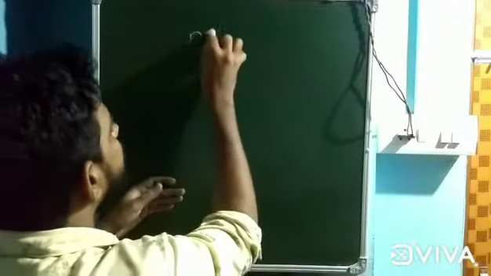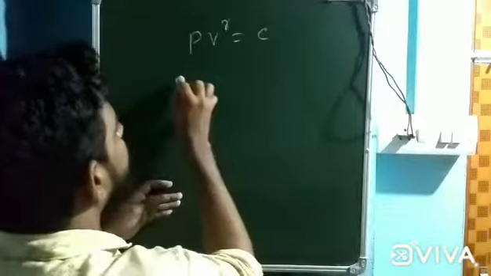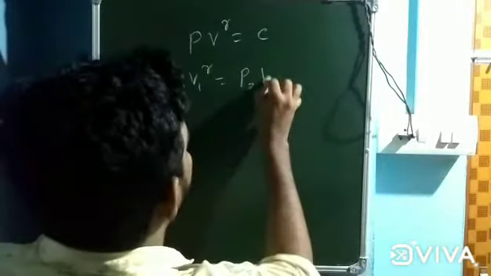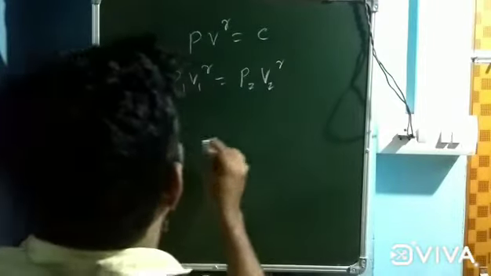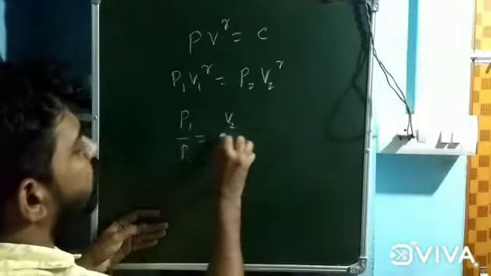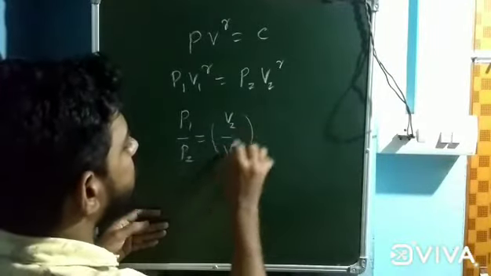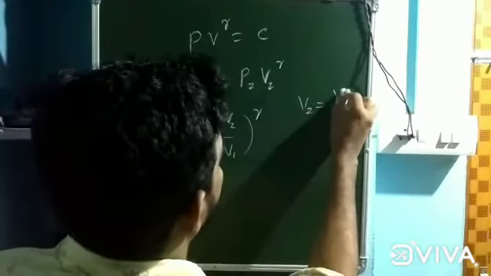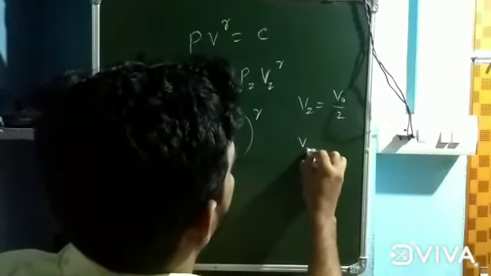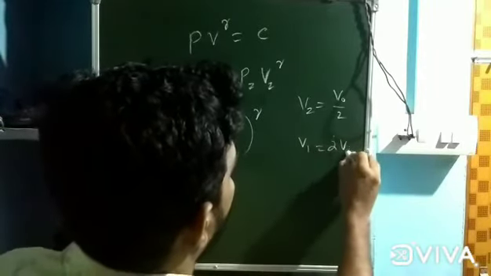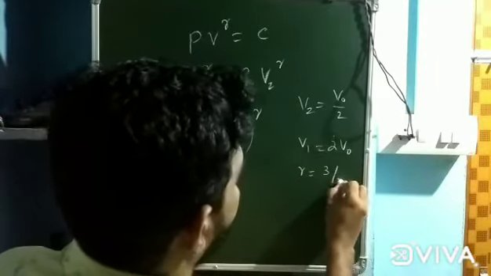So if it is an adiabatic process, what is the equation? PV raised to gamma is a constant. That's why P1 V1 raised to gamma equals P2 V2 raised to gamma. Okay, so P1 by P2 equals V2 by V1 whole raised to gamma. What is the value of V2? V2 is equal to V0 by 2, V1 equals 2V0, and the gamma factor equals 3 by 2.